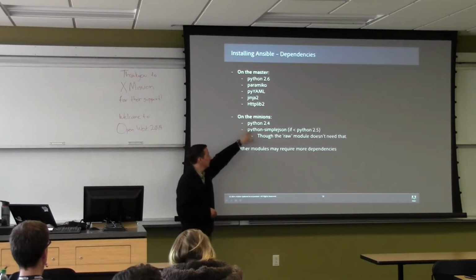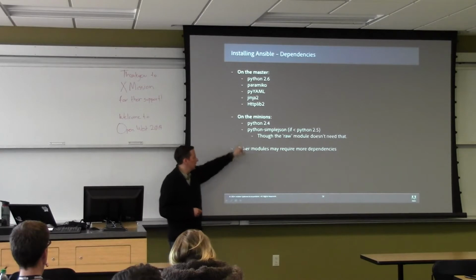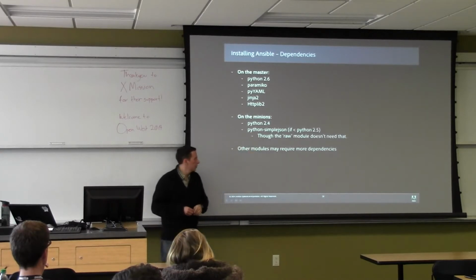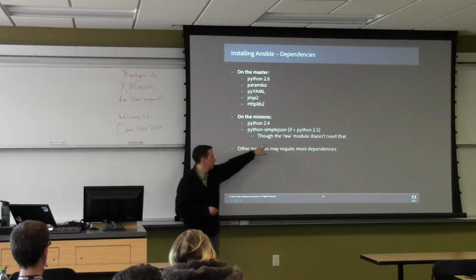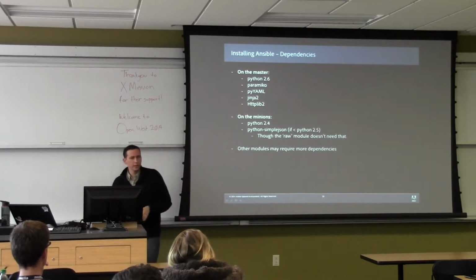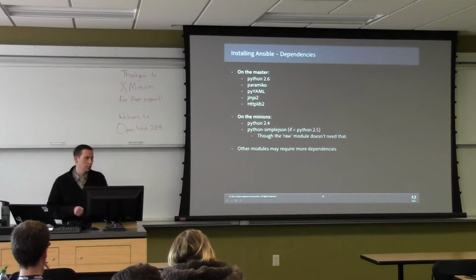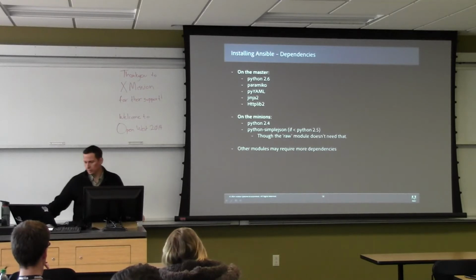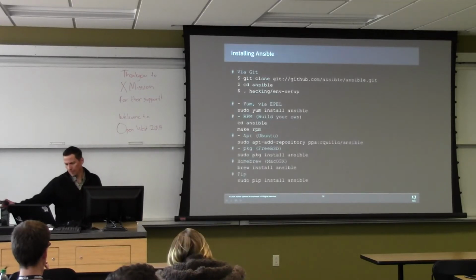On your minions, you've got to have at least Python 2.4. If you're less than Python 2.5, you need the simplejson module. Although if you're just going to use the raw module, you won't even need that. And other modules, like some of the BIG-IP or the cloud modules, require other dependencies. So depending on what your needs are, you may have to install some other things.